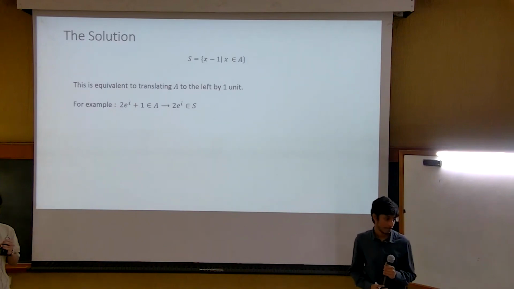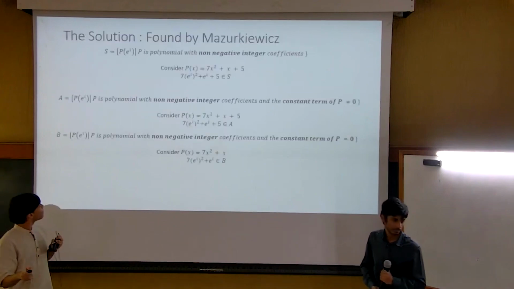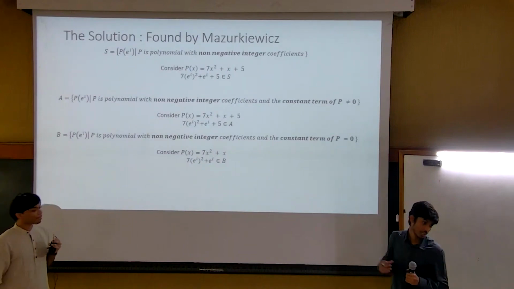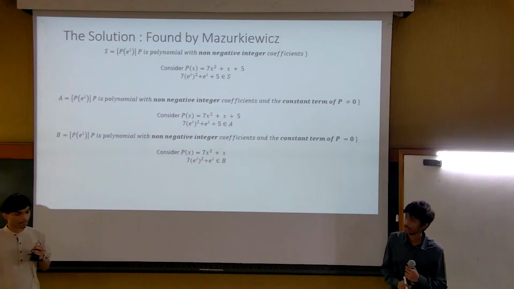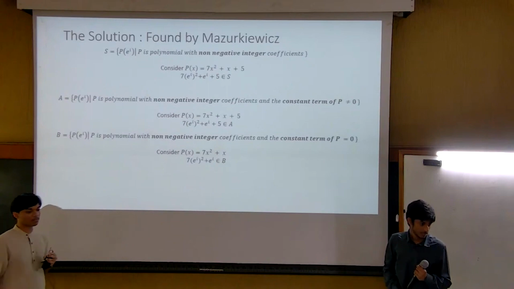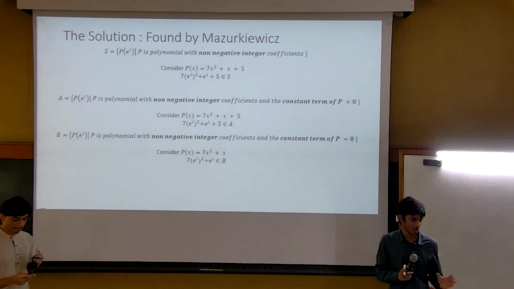Can you define P again? Go back to the... Oh yeah. You didn't specify it's just a polynomial. P is a polynomial with non-negative integer coefficients. And A and B, we're evaluating that at e to the i, we'll get a complex number. It's any degree. It can be any such polynomial.